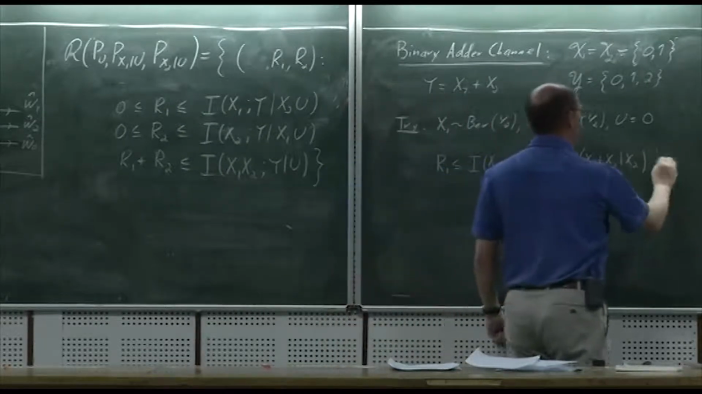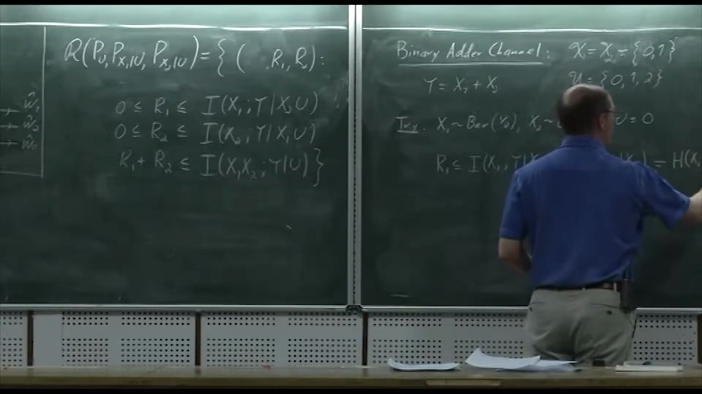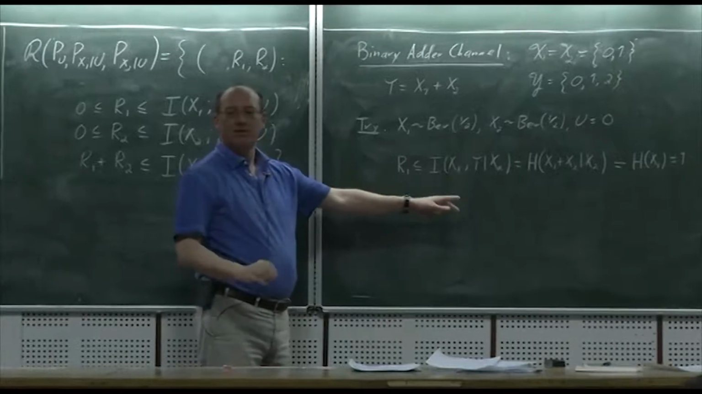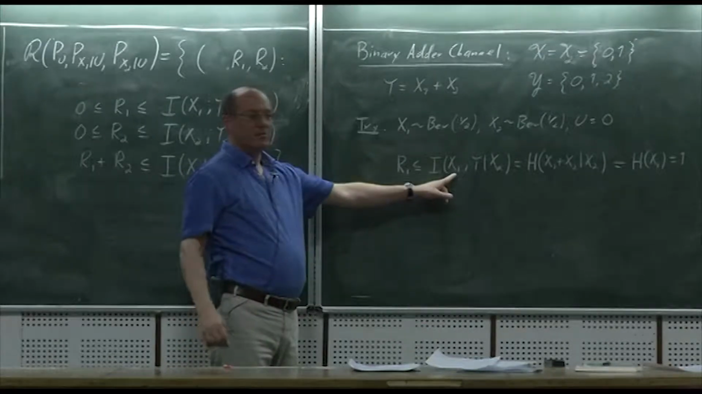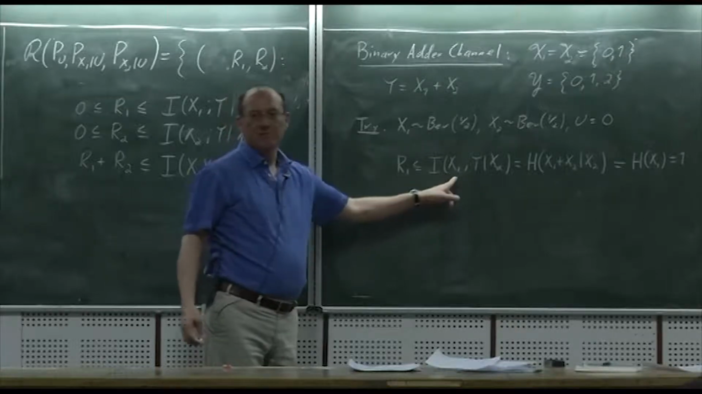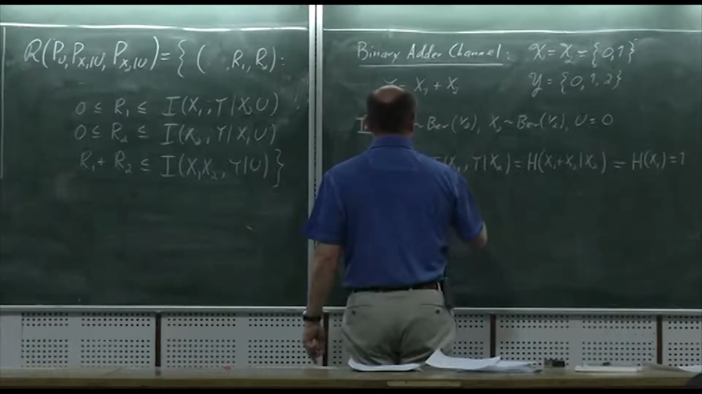So this is just H of x1 given x2, but they're independent. So this is just H of x1, which is equal to 1. Right? And of course, that's the maximum it can be, right? Because x1 is binary, so the mutual information is also always upper bounded by the entropy, with minimum 1. So R2 is similar by symmetry.